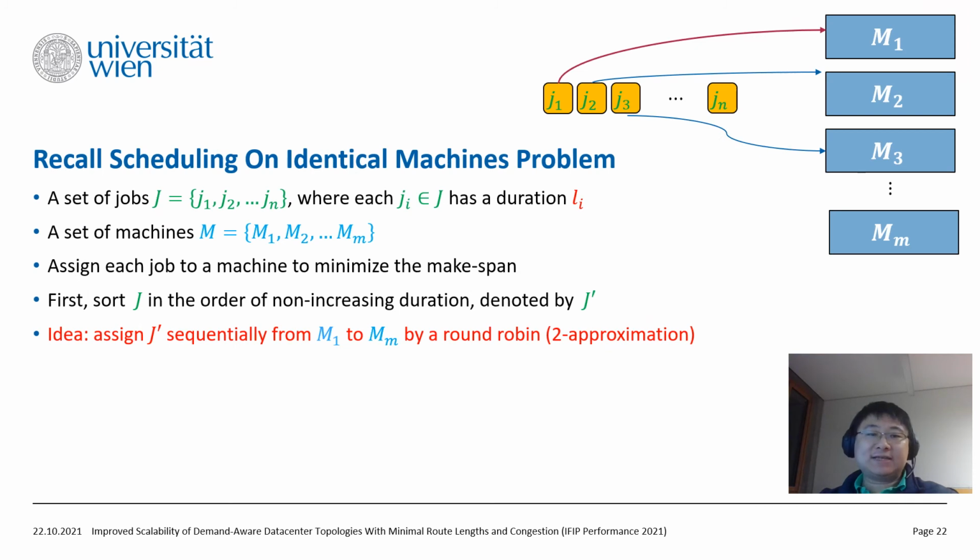Before we talk about the congestion, let's recall a problem called scheduling on identical machines. We have a set of jobs. Each of them has a duration Li. We have a set of machines. Then we need to assign each job to a machine to minimize the makespan. Makespan is the load of the maximum loaded machine. What we do is sort J in order of increasing duration. We call it J prime. Then we assign J prime sequentially to machines from 1 to m. If we reach m, then we turn to 1 again. This is round robin. Then we can achieve a two approximation for this makespan.